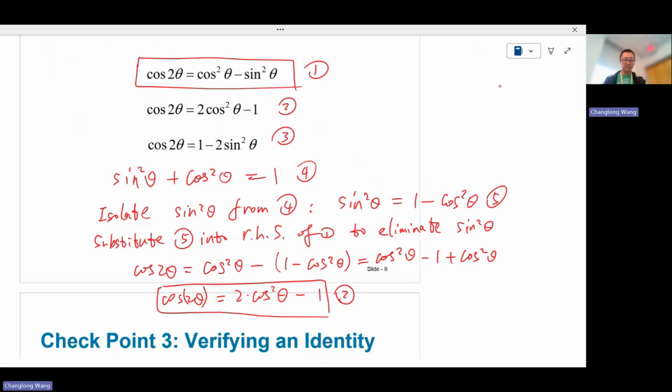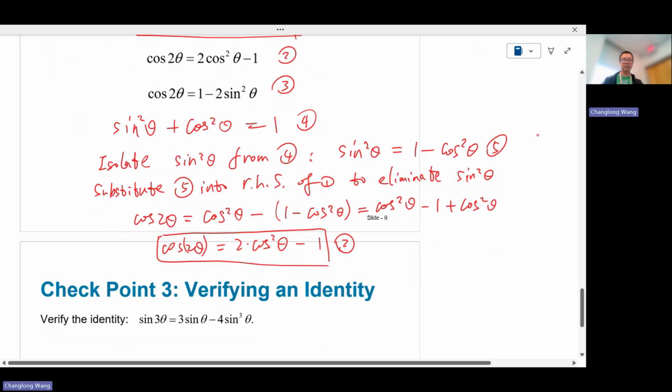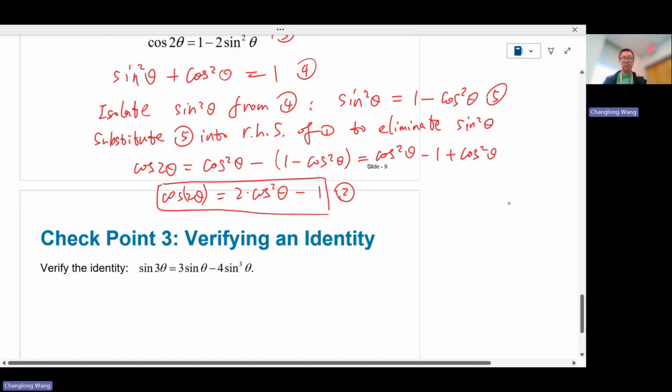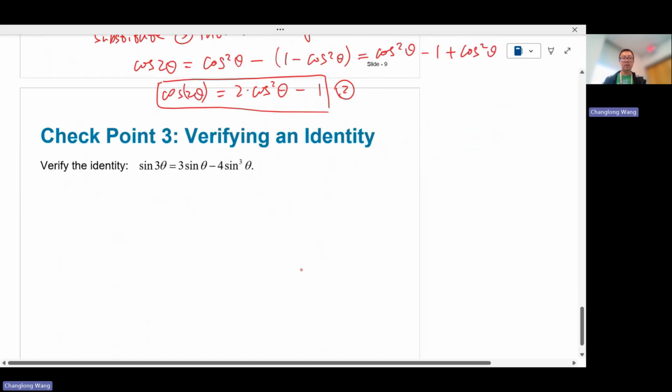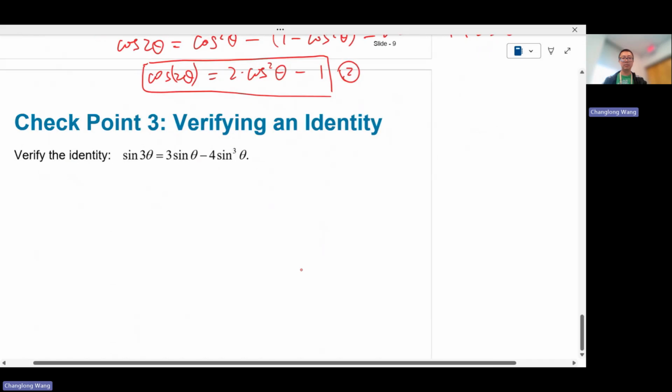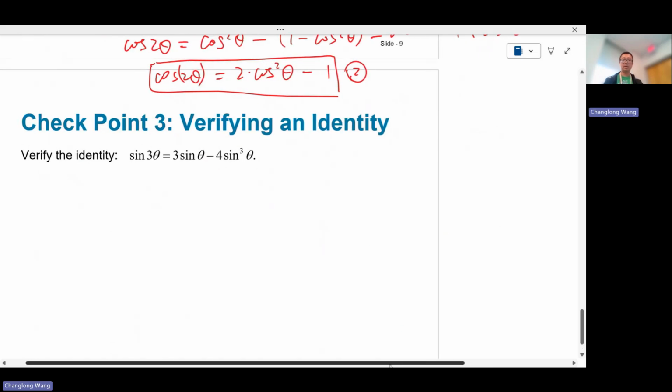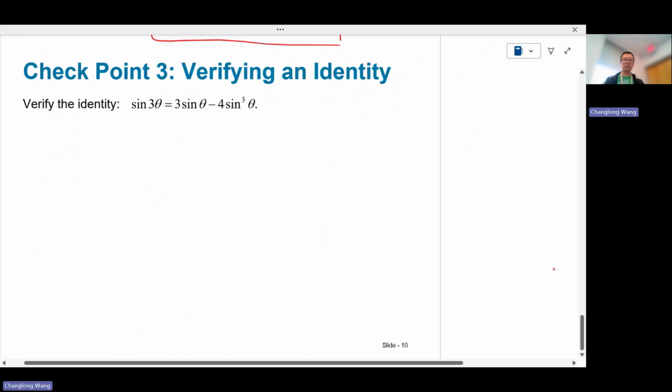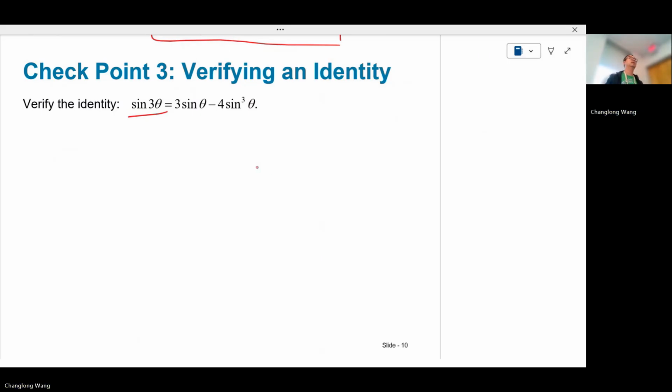All right. Now let's take a look at one more example or checkpoint question. You could probably identify certain occasions when you're better off with those two additional versions of the cosine 2 theta. Okay. Now that's what they call a triple angle identity.